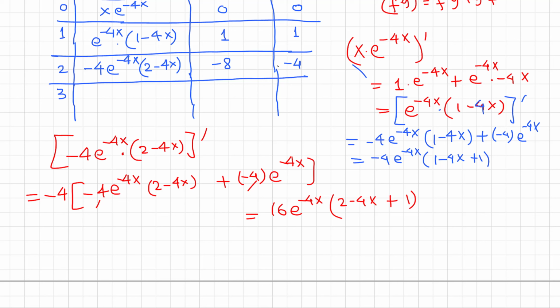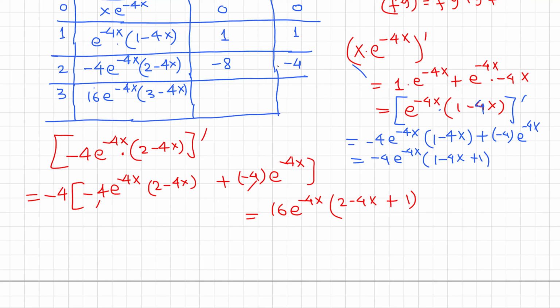Okay, so we go back and write this down. Derivative of this one comes out to be 16 e raised to negative 4x, 2 plus 1, 3 minus 4x. These are kind of in the pattern. Look, 1, negative 4. So if we multiply this by negative 4, we get this one. Multiply by negative 4, we get this one. And inside 1, 2, 3. If we need, we can easily find the next derivative.